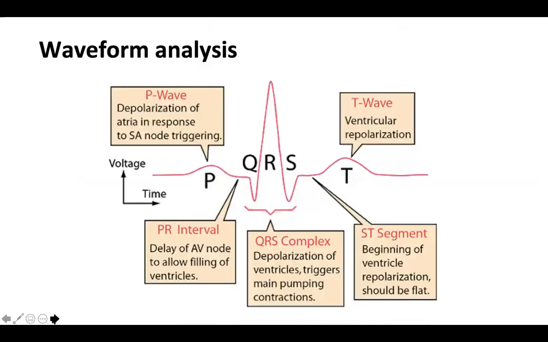So waveform analysis, just a quick recap. We have the P wave, which is depolarization of the atria in response to the SA node being triggered. Then the PR interval, which is the delay of the AV node to allow ventricular filling. The QRS complex is where depolarization of the ventricles happens, which triggers the ventricles to contract. Then the ST segment, which is the beginning of ventricular repolarization, and it should always be flat. And then finally, ventricular repolarization, where there's filling.